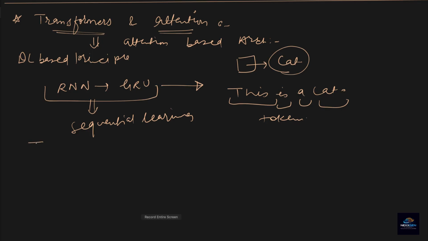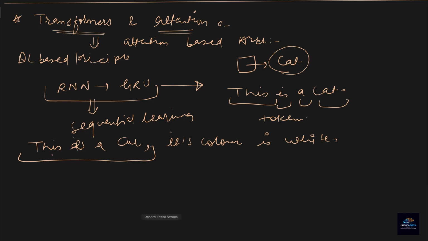But if I say this is a cat, its color is white, the RNN and GRU architectures were able to understand what this is a cat means. But when I say its, now these architectures fail to understand what it refers to, because there was no attention given to these tokens or these embeddings, right? And that's how the transformer came into the picture.